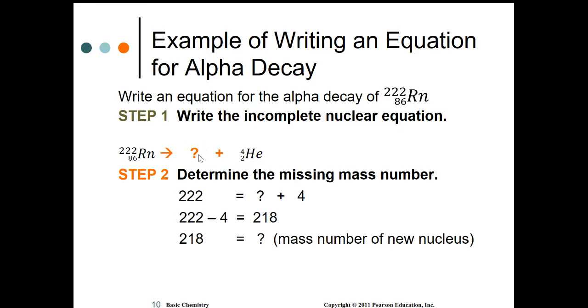Now how do you determine this missing number? First, let's do the mass number. You have 222 here and you have 4 here. So you subtract 222 minus 4 to get 218, because when you add 218 plus 4, it becomes 222. They have to match on both sides. So take note of that number. The new mass number would be 218.